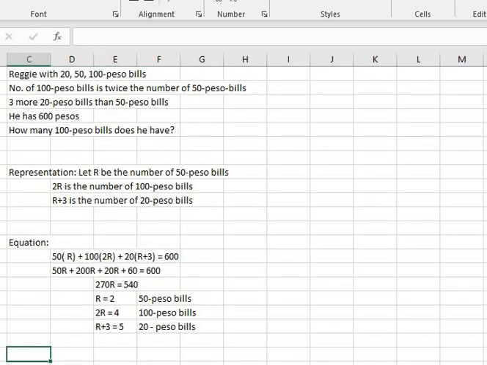Okay. That's our solution. And our answer to our question, how many 100 peso bills does he have? Well, our answer is that he has 4. Reggie has 4 100 peso bills.